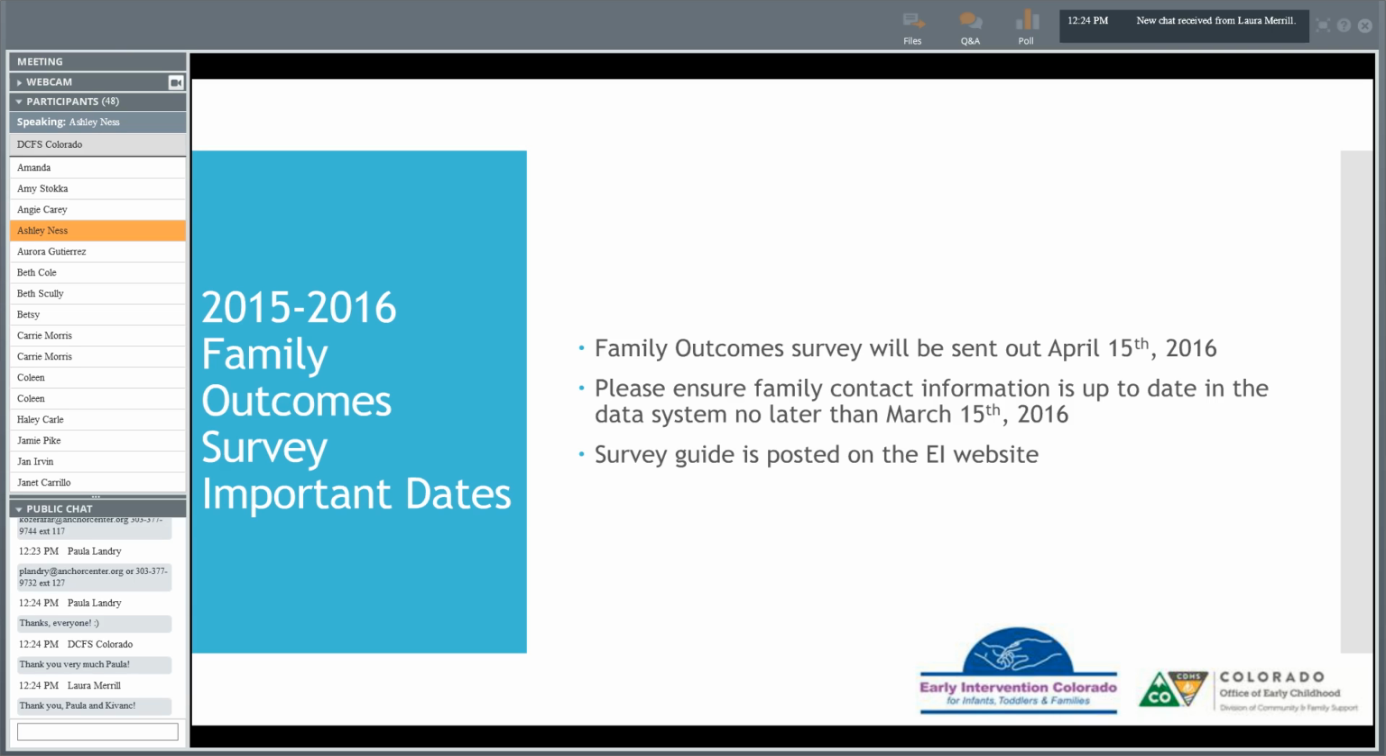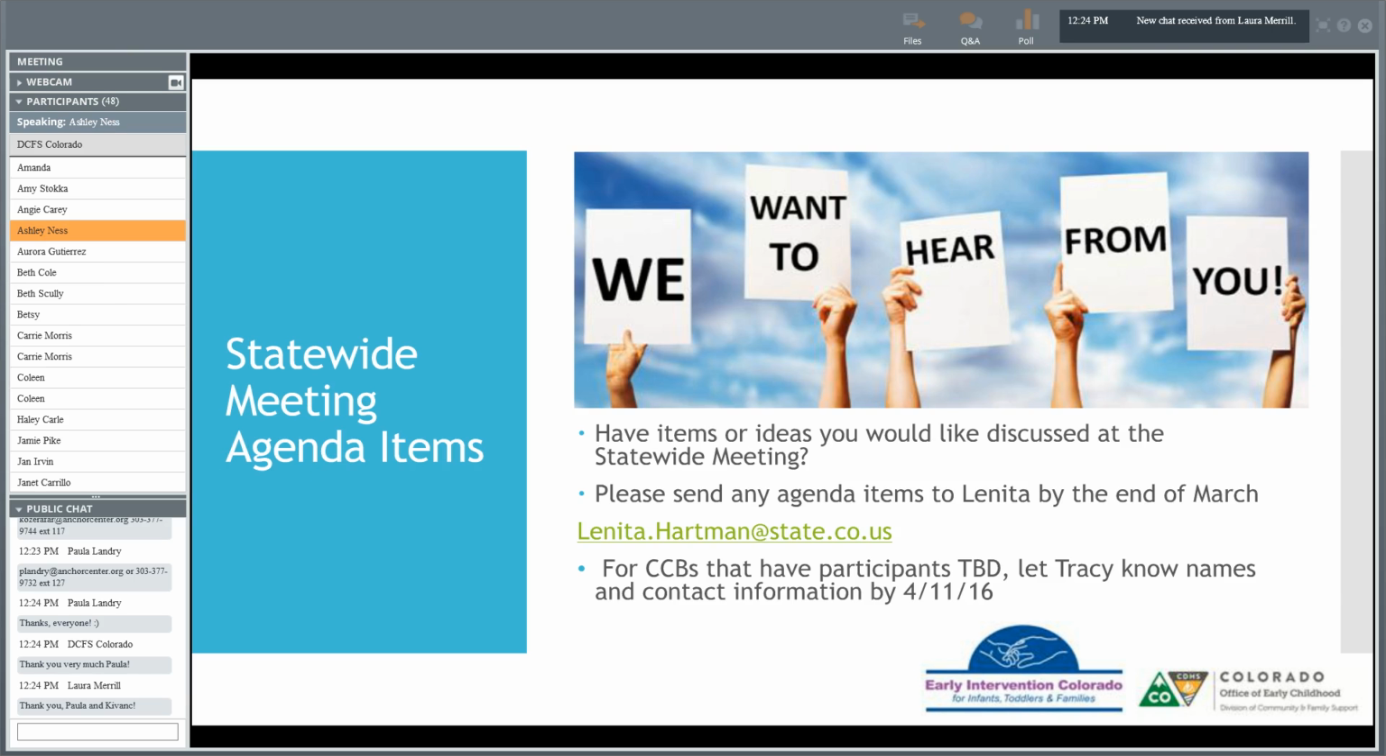So please go in and take a look at the survey guide, which is on the EI Colorado website. You can just search for it up top, and it'll give you a snapshot of all of the important dates to be aware of. And then just make sure everything is updated in the EI data system by March 15th. And those are my updates.